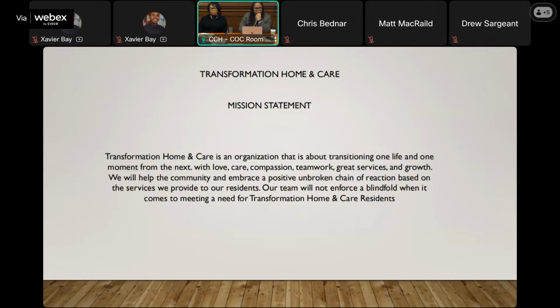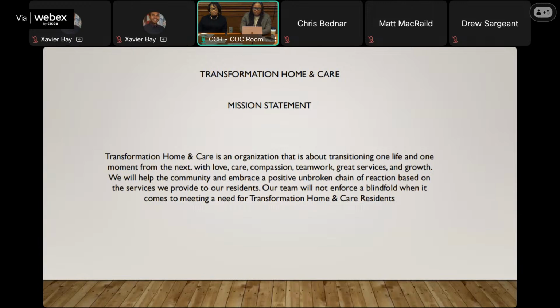Our team will not enforce a blindfold when it comes to meeting needs for Transformation Home and Care residents. So the whole goal is to have residents with a need that we want to meet. We want to make sure the resident is more of an asset in their life. We want to improve their social skills, have them volunteer to places if need be, and make sure that they get jobs. We don't want them to come in a house to just stay.